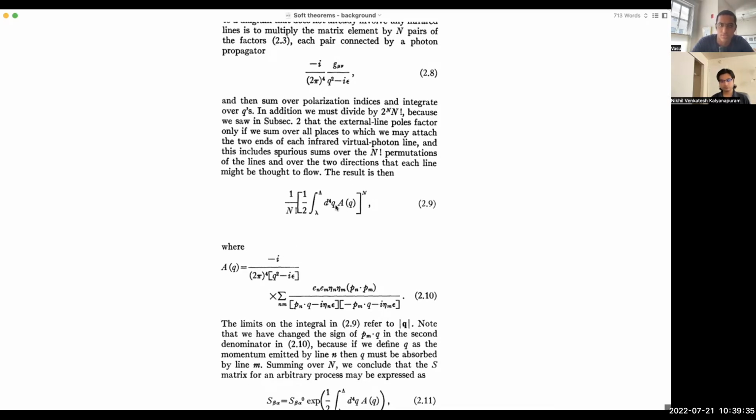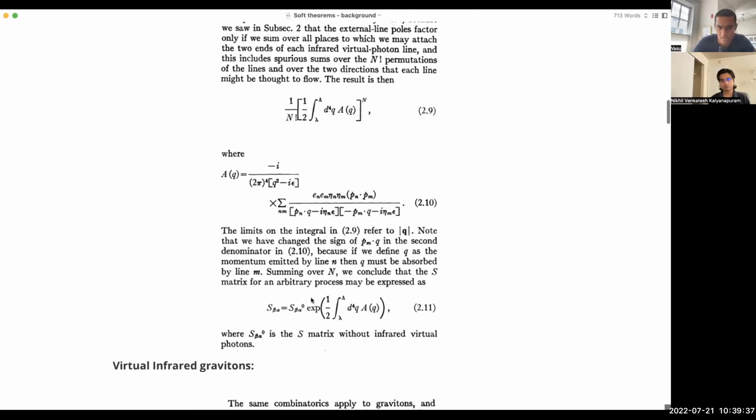Notice that this is just one term in the Taylor series of the exponential function. And that's the result of having an arbitrary number of infrared virtual photon lines connecting external lines in some arbitrary process. So S naught is the S matrix without virtual IR photons.